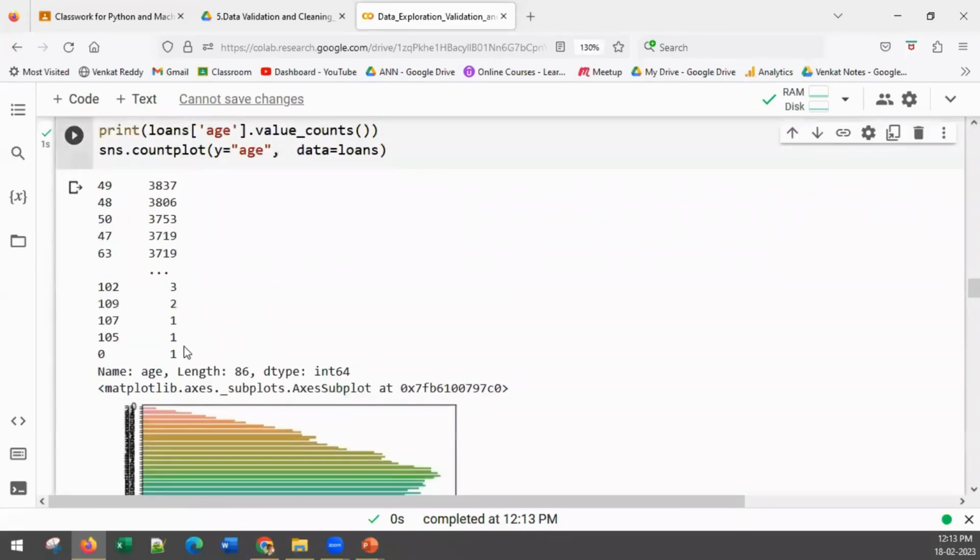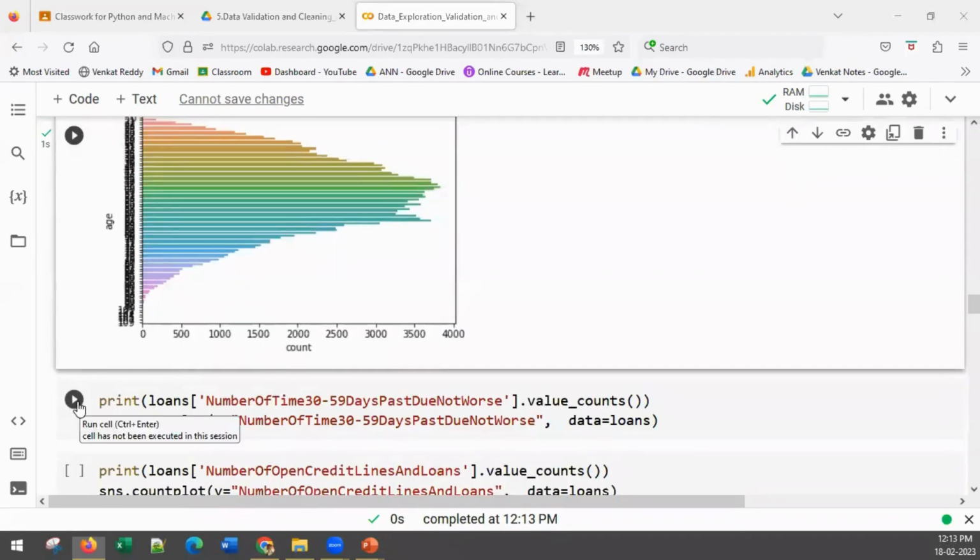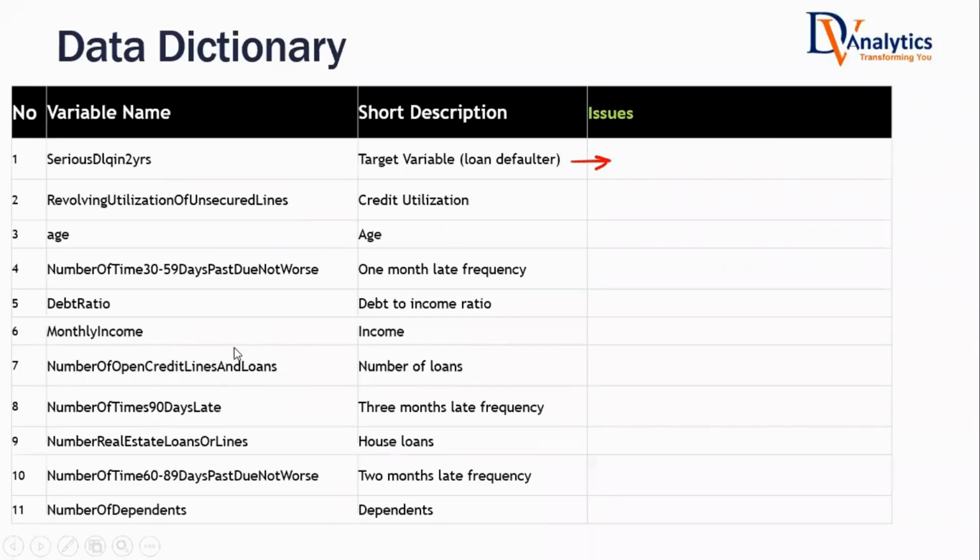Age variable is taking too many values. And then like that, simply go one by one. Let me know if you find any issues. Let us do one by one. Seriously delinquency in last 2 years, have you found any issues, glaringly visible issues?